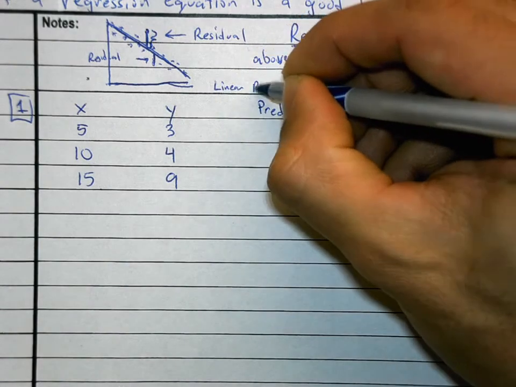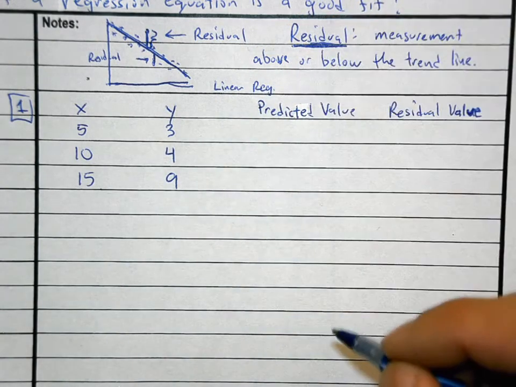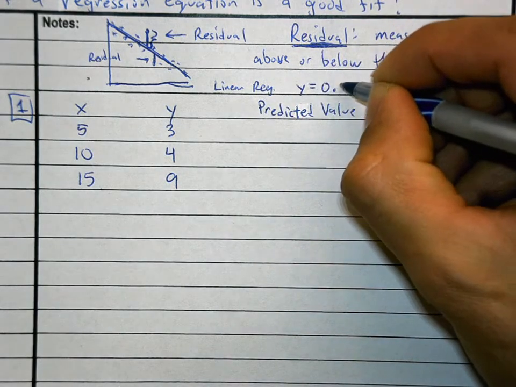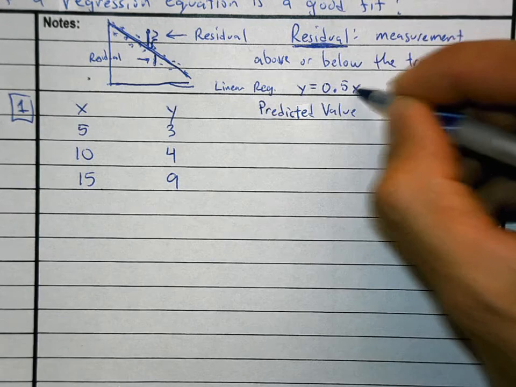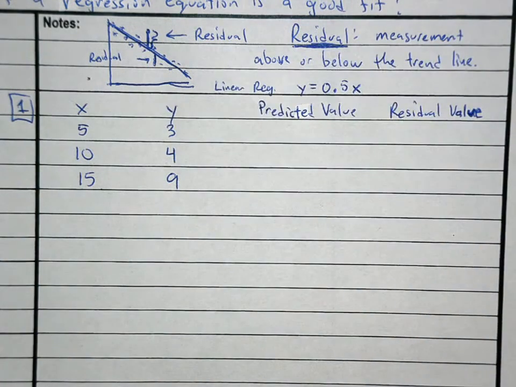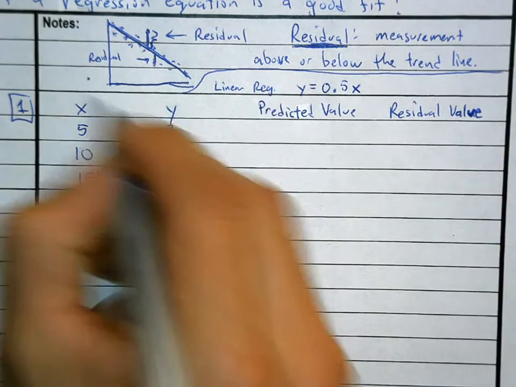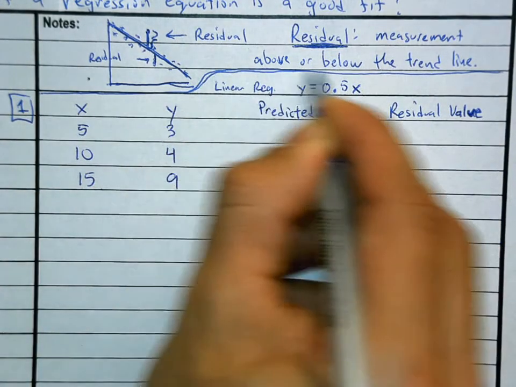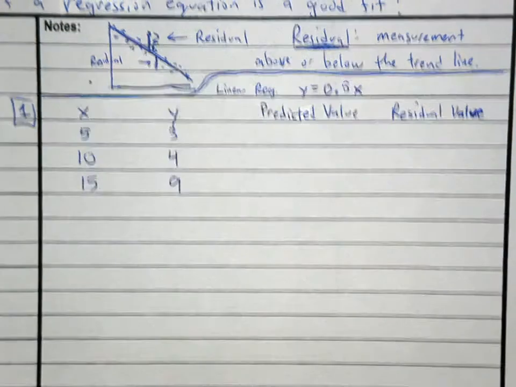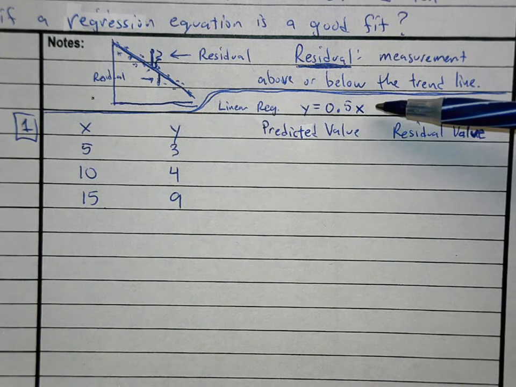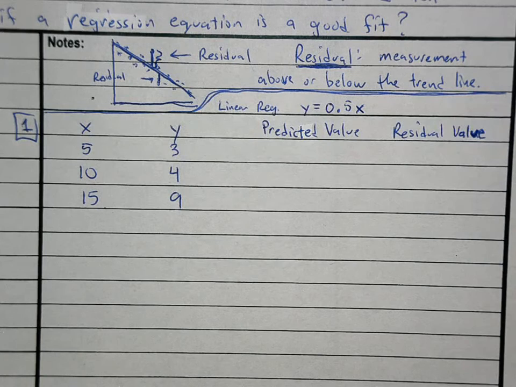Linear regression equation is y equals 0.5x. I just want to make sure that I know that this is part of the bottom here. I'm not doing a very good job with staying organized. I should have gone down one more line. There we go. My linear regression equation for number 1 is right here, and I put it above my predicted value: y equals 0.5x.